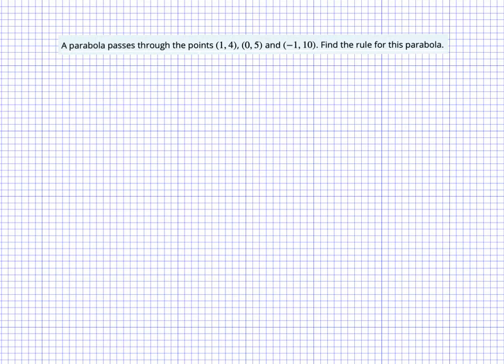Alright, so in this one we're going to have a look at a parabola that passes through 3 distinct points. And so we'll have a look at the points first. Here they are: (1, 4), (0, 5), and (-1, 10). And you might notice that none of those appear to be any useful information apart from this middle one, which says that when x equals 0, y equals 5. So that is quite clearly the y-intercept.